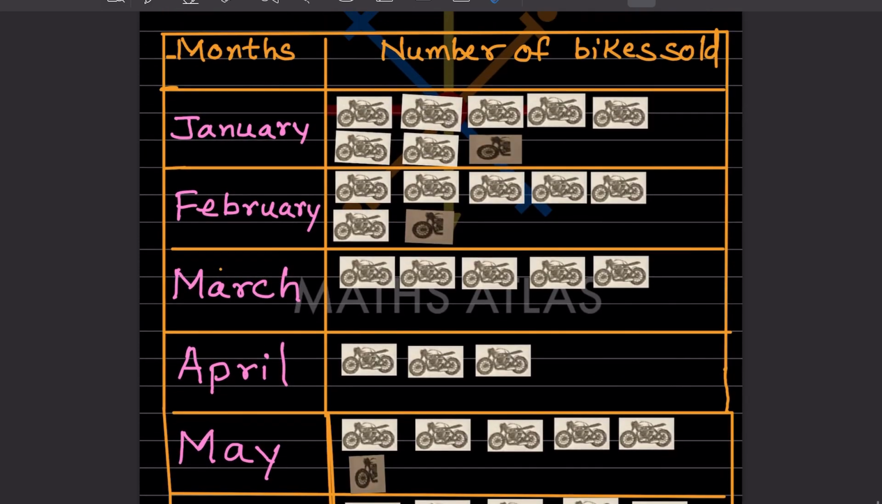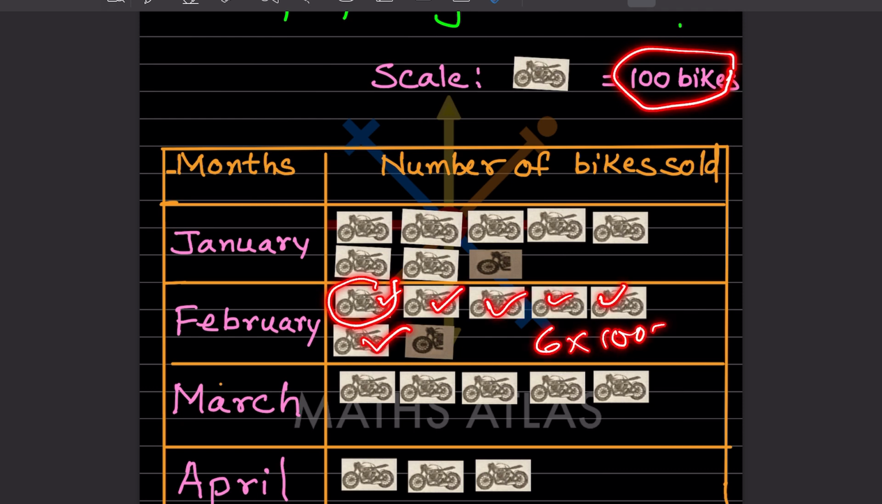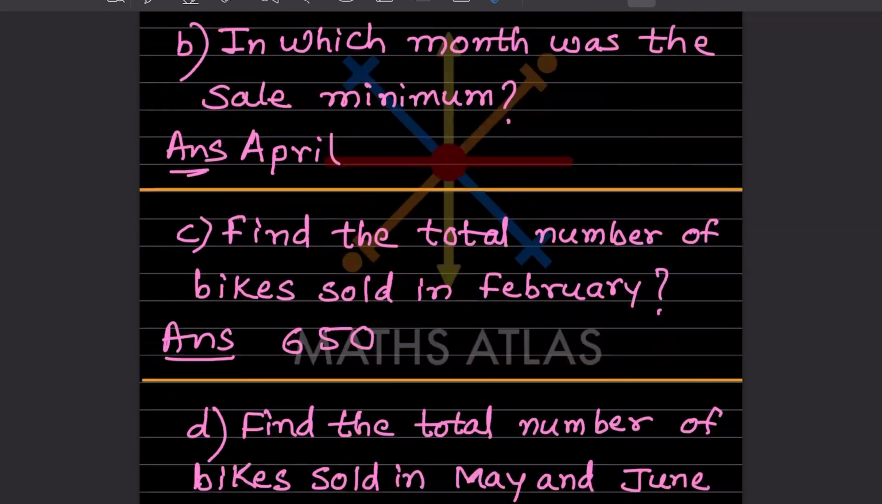So now see here, February means now it's here. Now they said this indicates 100 bikes. The scale is given. So 100, 1, 2, 3, 4, 5, 6. So 6 into 100 is going to be 600. And this half stands for 50 bikes. So 600 plus 50, that is going to be 650 bikes.